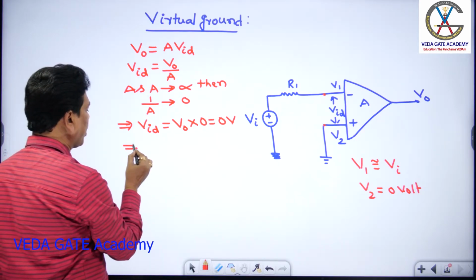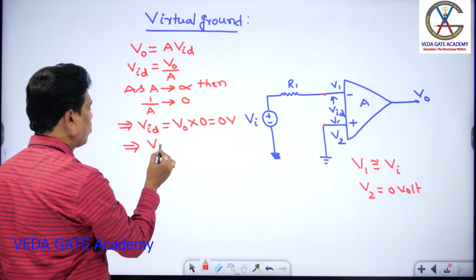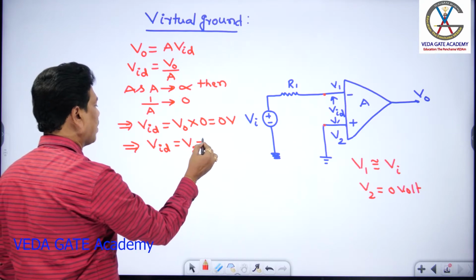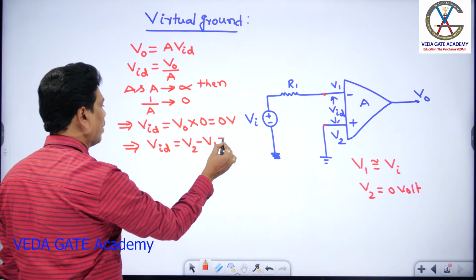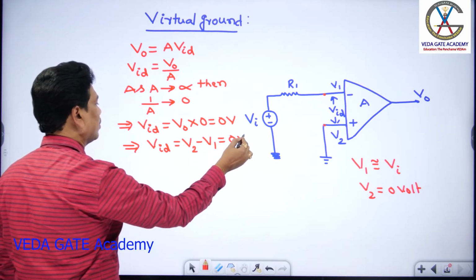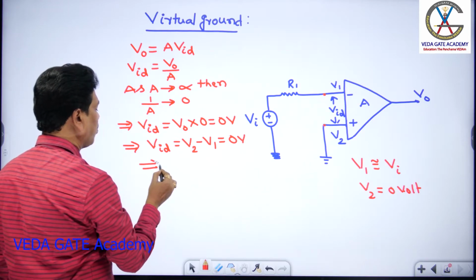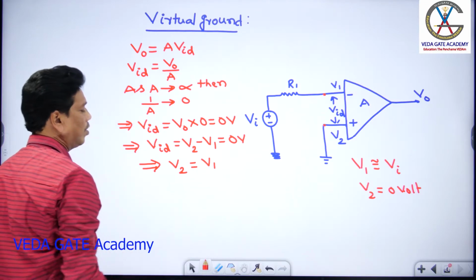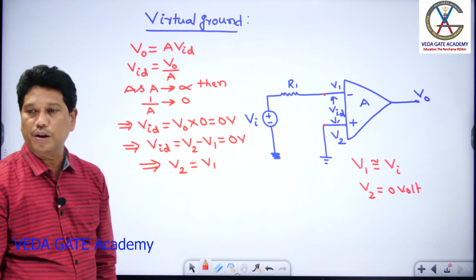Already you know that VID is the differential voltage, that is, the voltage at the non-inverting minus the voltage at the inverting terminal. That is 0, which means V2 equals V1. Right? So this is the case: V2 equals V1.